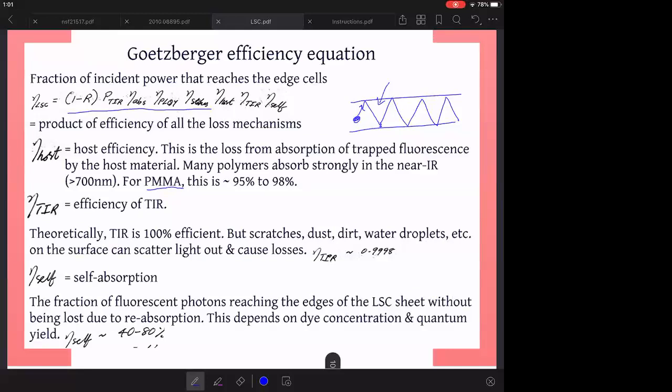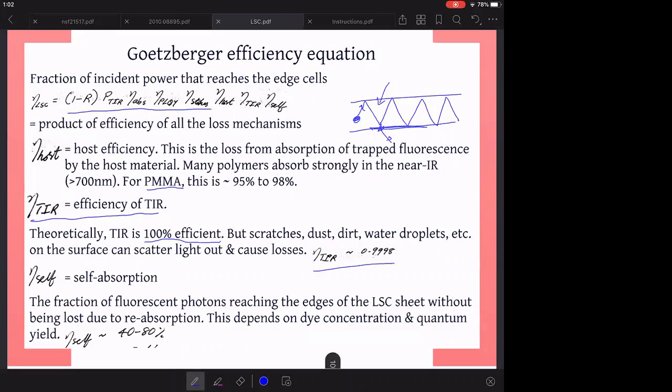Then the second last term is something called the efficiency of TIR. We said that theoretically, total internal reflection is 100% efficient. However, if the surface is not perfect, if you have scratches and stuff, some of this light can actually escape out, which you can actually see if you take a piece of plastic and shine light on it. You will see that the edges of the plastic are bright because some of the light's trapped. Now, if you scratch that plastic, you will see that scratch is very bright because some of the light's actually coupling out. Very simple experiment to try. However, if you have a very nice surface, this efficiency can be very high.